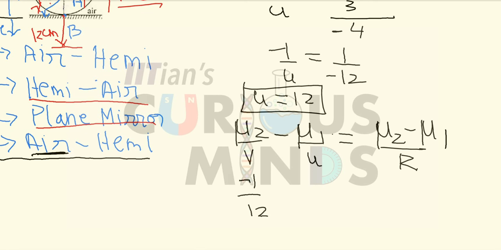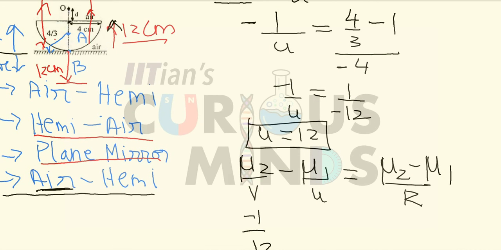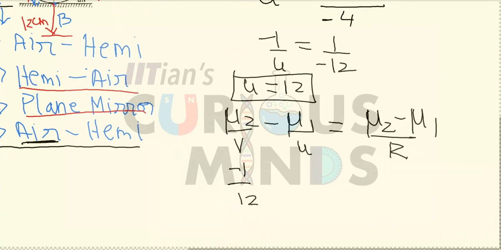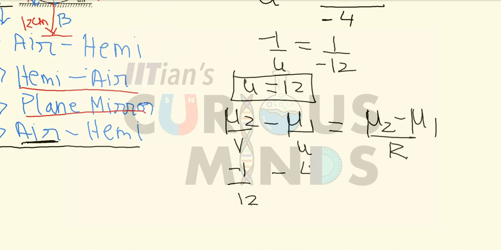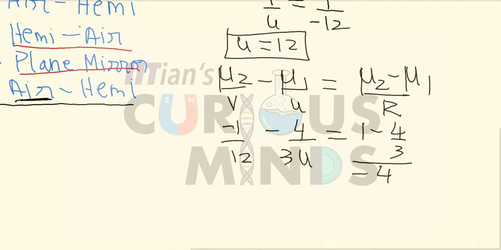it will be equal to minus 1 by 12. The object is situated in the glass plate, that is the object A, so it will be equal to minus 4 by 3 into u will be equal to mu2 minus mu1, that is equal to 1 minus 4 by 3 divided by radius of curvature over here, which is equal to negative 4. So this part over here will be equal to minus 4 by 3u will be equal to 1 minus 4 by 3 will be equal to minus 1 by 3, minus 1 by 3 divided by minus 4 will be equal to 1 by 12.